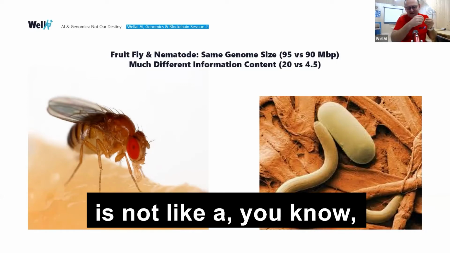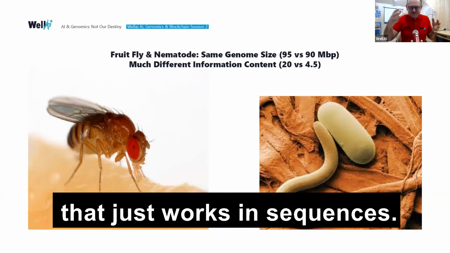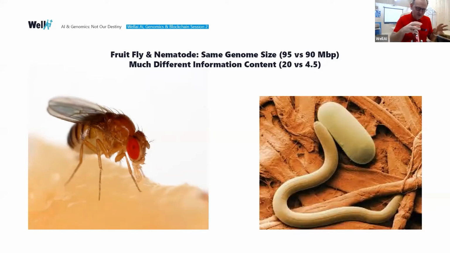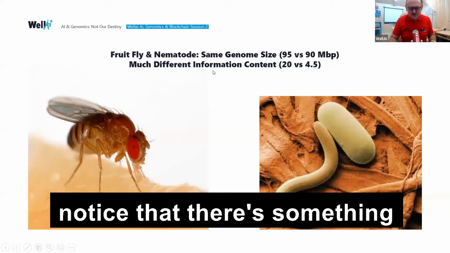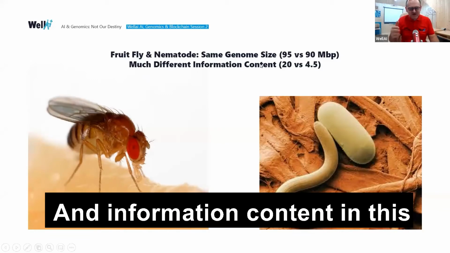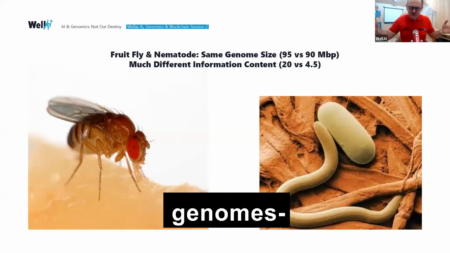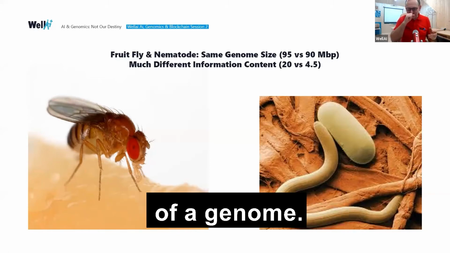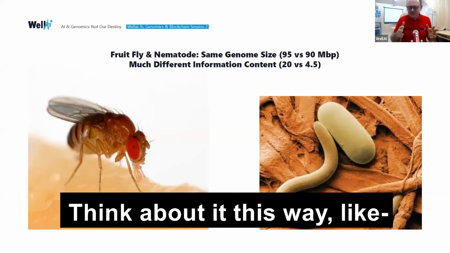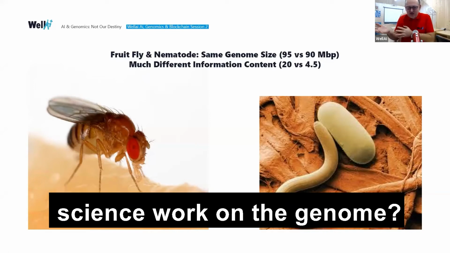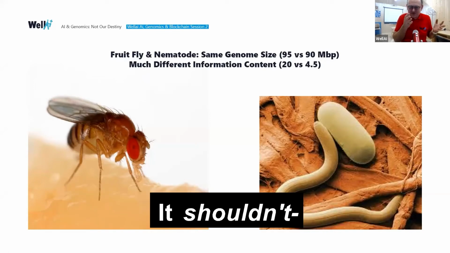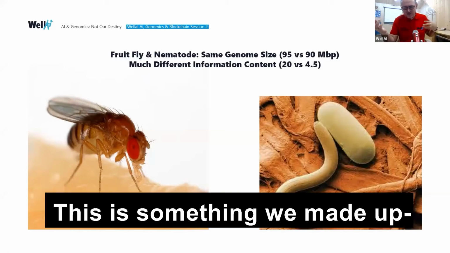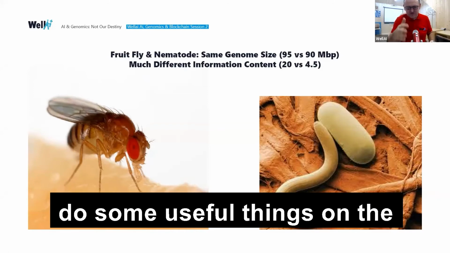Genome is not like a linear thing that just works in sequence. It could be very, very complicated. Depending on what you pack in there, it could act very differently. So notice that there's something called information content. In this case, these programmers took the genomes and they used methods from computer science to estimate the information content of a genome. It's pretty fascinating. Think about it this way, why did the methods of computer science work on a genome? It shouldn't work. Those are different worlds. This is real world biology. This is something we made up to do some useful things on the computer.